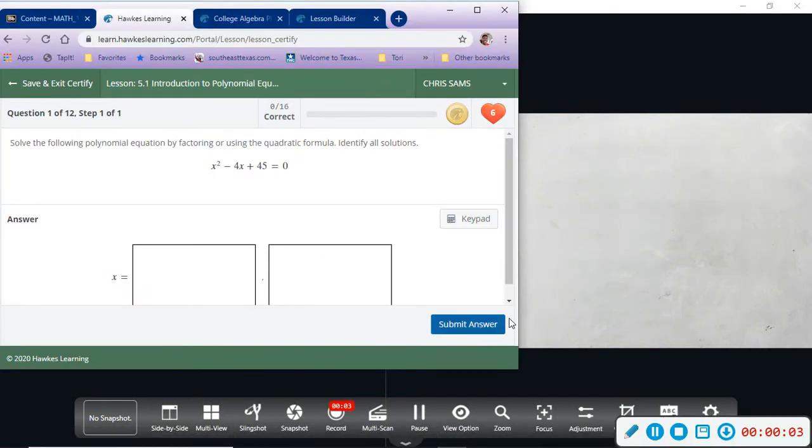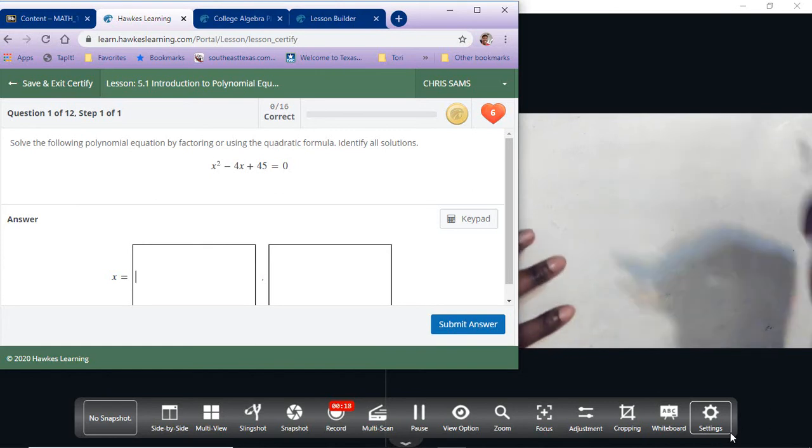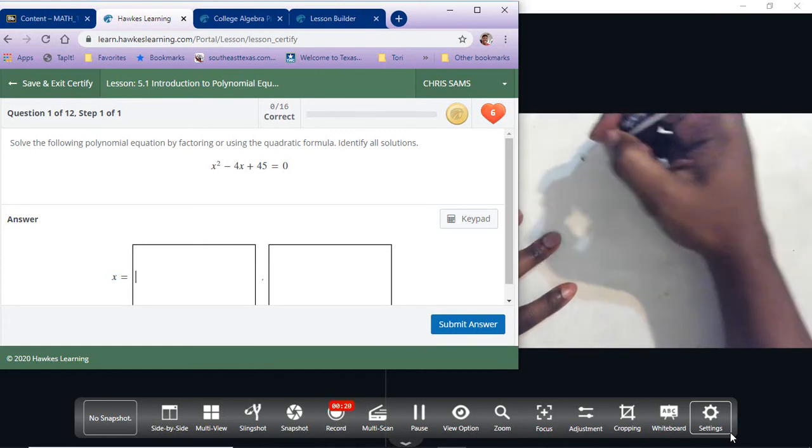Alright, this is 5.1, Introduction to Polynomial Equations and Graphs. This first problem wants us to solve the polynomial equation by factoring or using the quadratic formula. So, just go back, remember factoring.